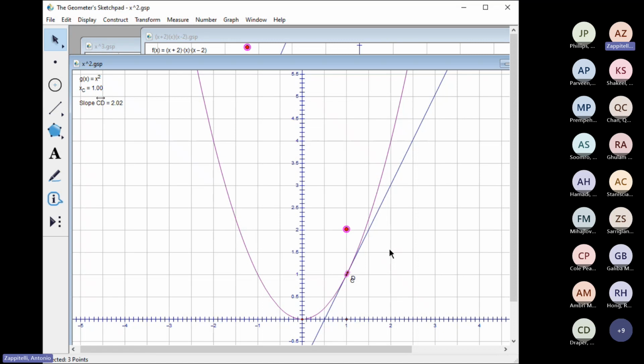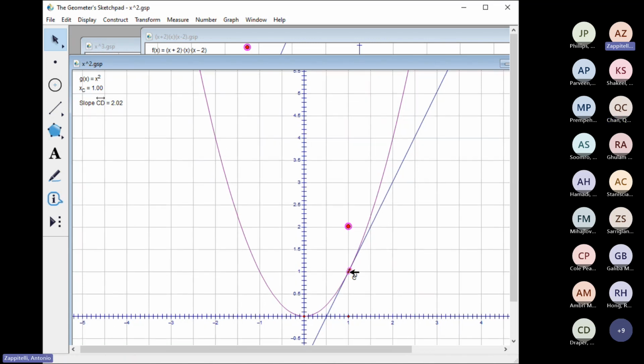Can somebody tell me what type of function the derivative of x squared should look like? I mean, we should know the answer. A parabola? No, the original function is a parabola. If we take the derivative of x squared, we get 2x. What would 2x look like? A straight line. Exactly, a straight line.